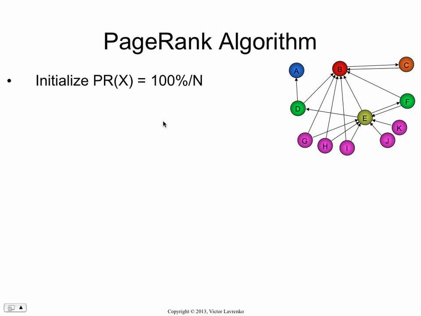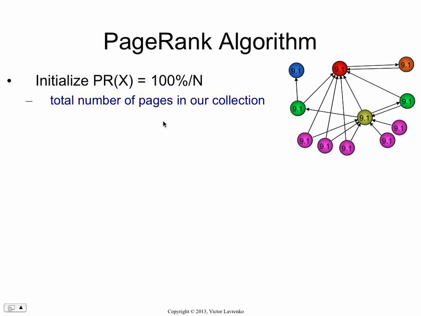In these slides, I'm going to use 100% rather than 1. It's really the same thing; they're off by a factor, but I'm going to run with percentages. So initially, you take your 100% PageRank and split it up over all the nodes equally. In this case, I have 11 nodes in this graph, so every node would get a PageRank of 9.1%, right? So it's splitting equally.